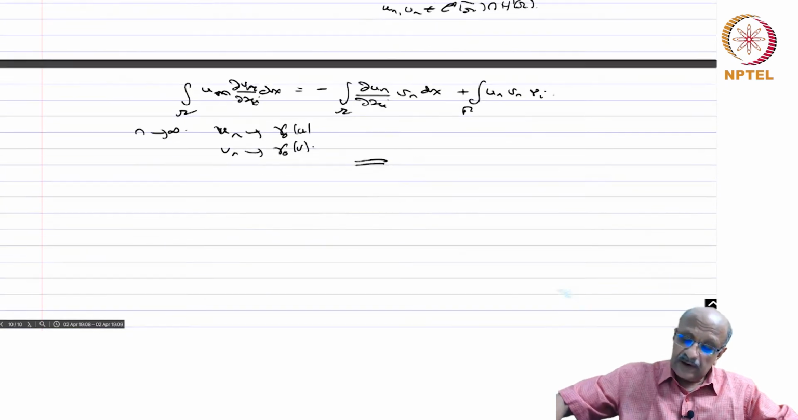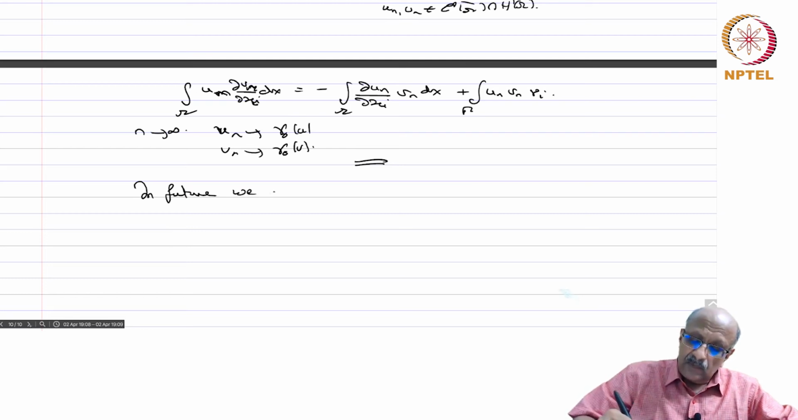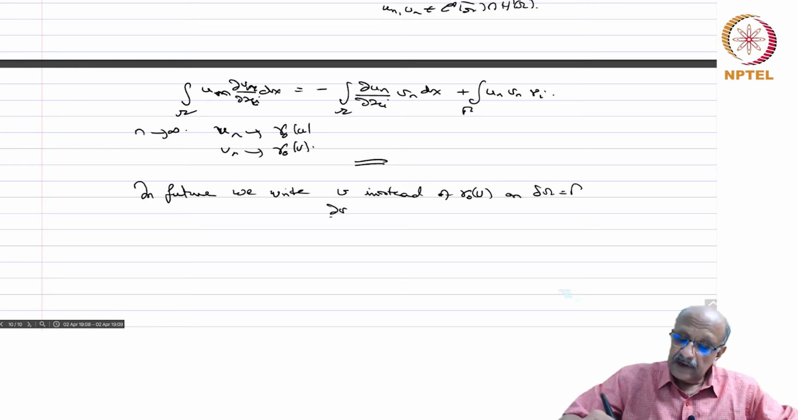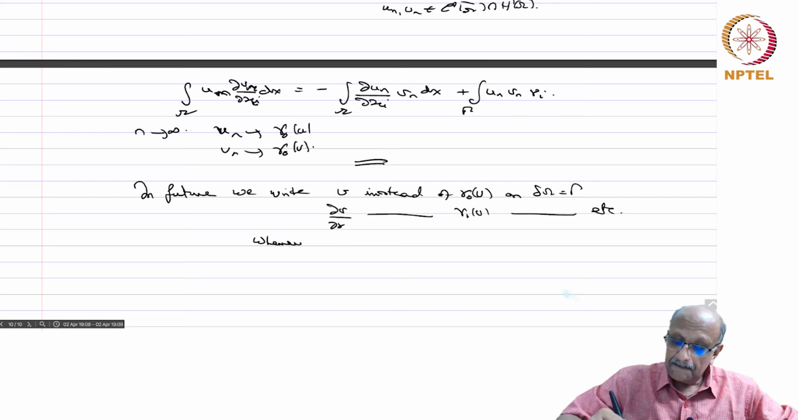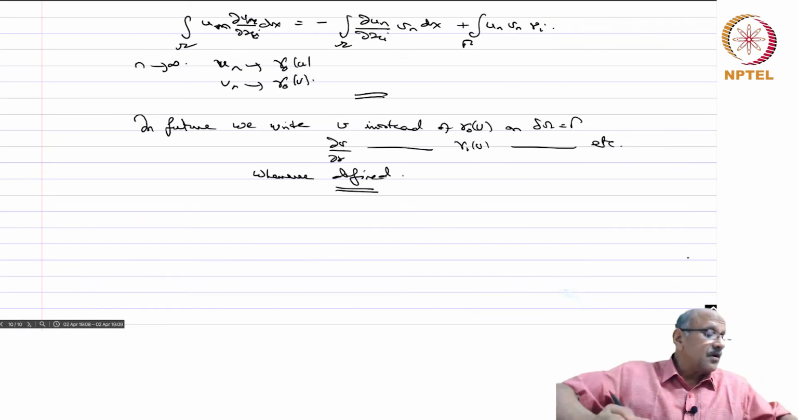So in future we will write v instead of gamma_0 v on the boundary of Omega, and gamma dv/d nu instead of gamma_1 v on the boundary of Omega, etc., whenever defined. Because we know what it is.